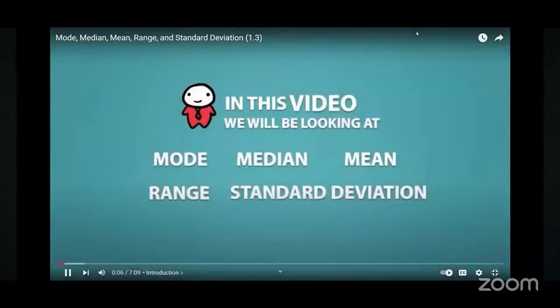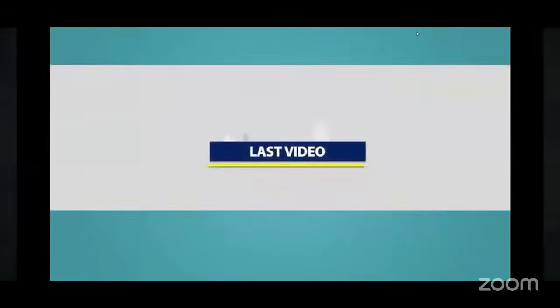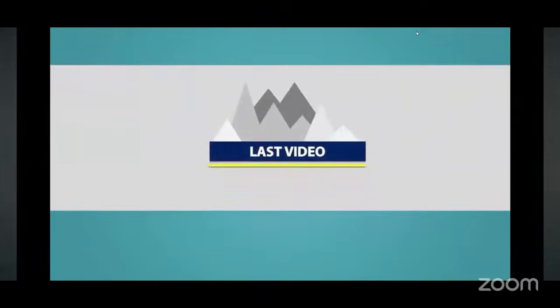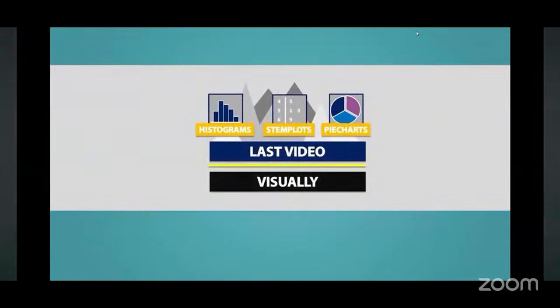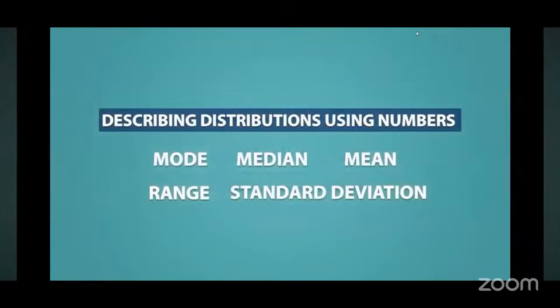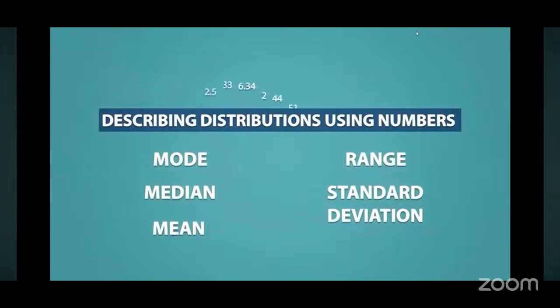In this video, we will be looking at the mode, median, mean, range, and standard deviation. In the last video, you saw how we can display a data set using things like histograms, stem plots, and pie charts. We use these diagrams to help us visually display a data set. However, there is another way we can describe a distribution, and that way is by using numbers. The mode, median, mean, range, and standard deviation give us numerical information about the distribution of a data set.